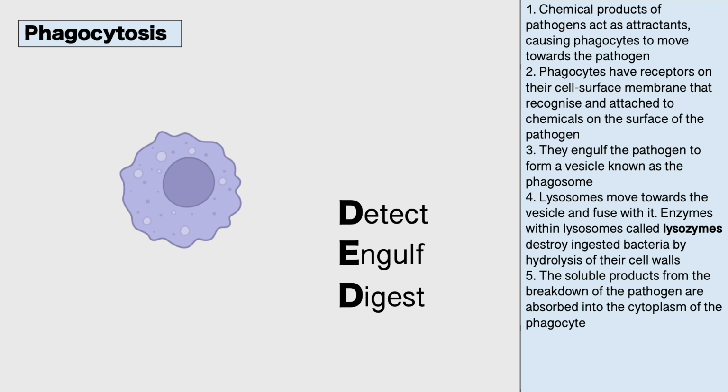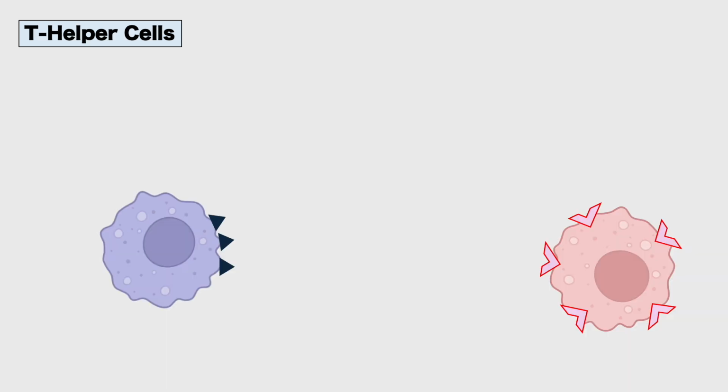Now moving on to T cells. Both T cells and B cells are a type of white blood cell called a lymphocyte. All lymphocytes are produced by stem cells in the bone marrow.